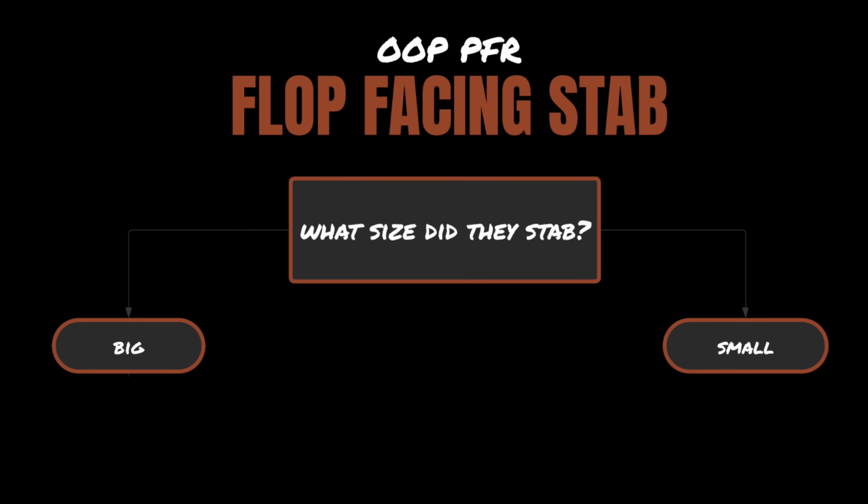Now let's talk about playing flops after we have checked and our opponent stabs. All right, so the very first question I like to ask when we check to our opponent as a pre-flop raiser and then they stab is just very simple: what size did they stab? Let's go into a couple examples. I will put this into practice.